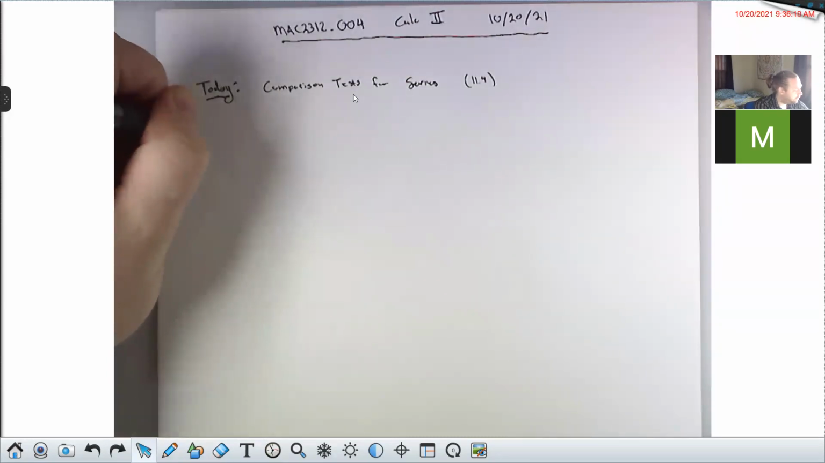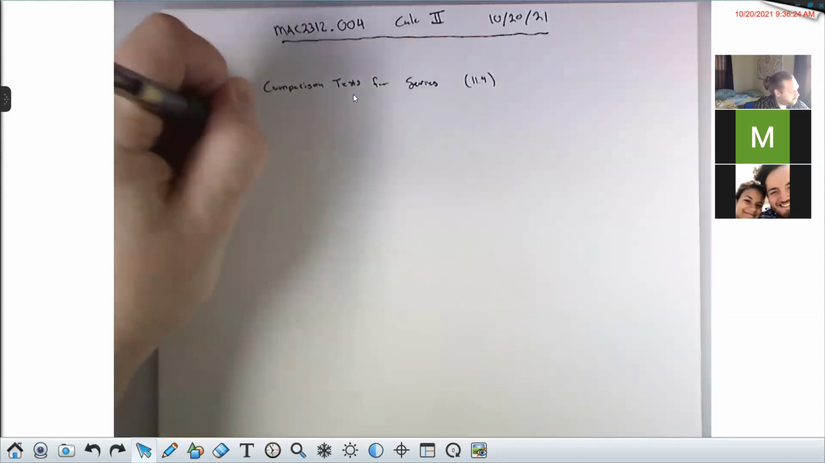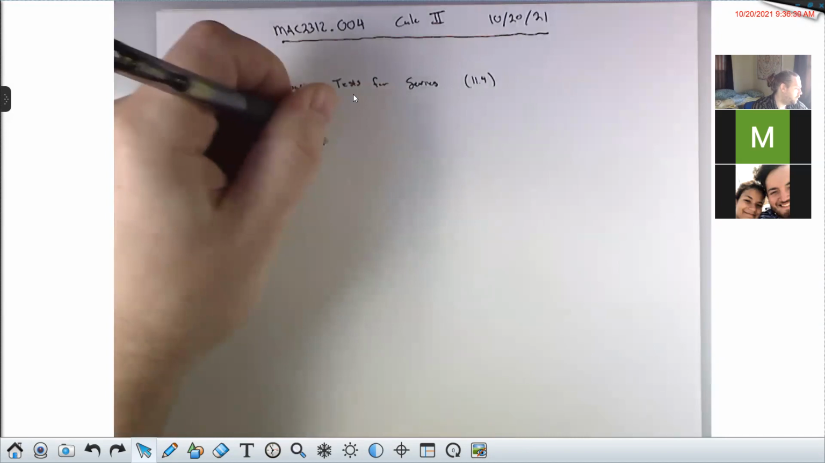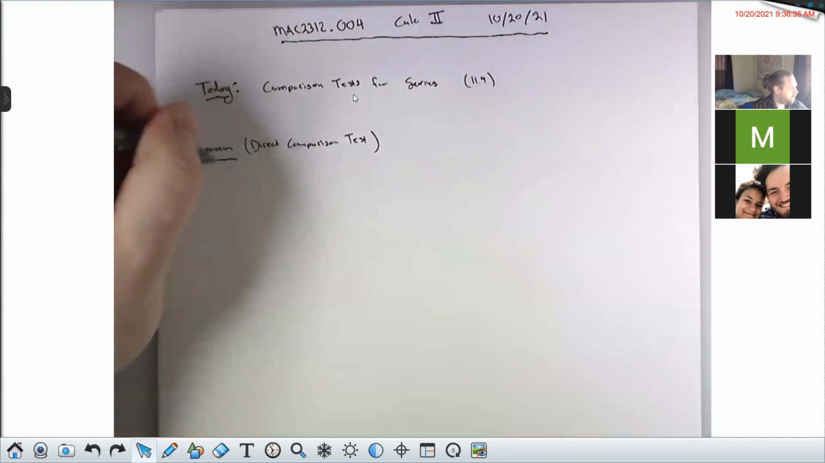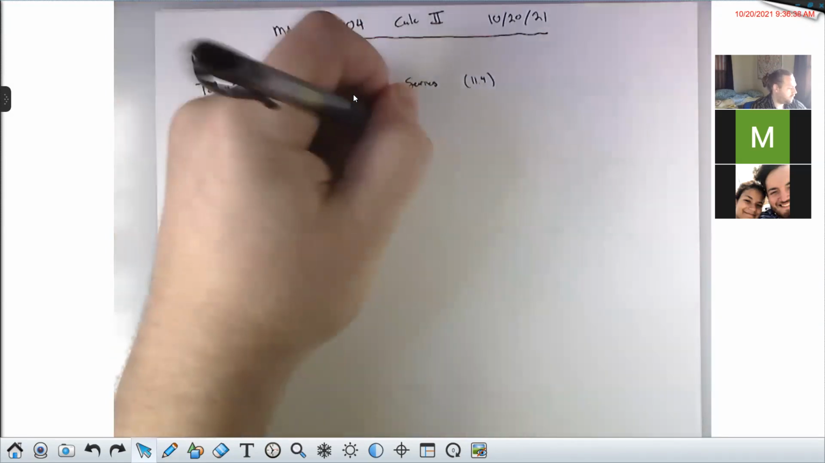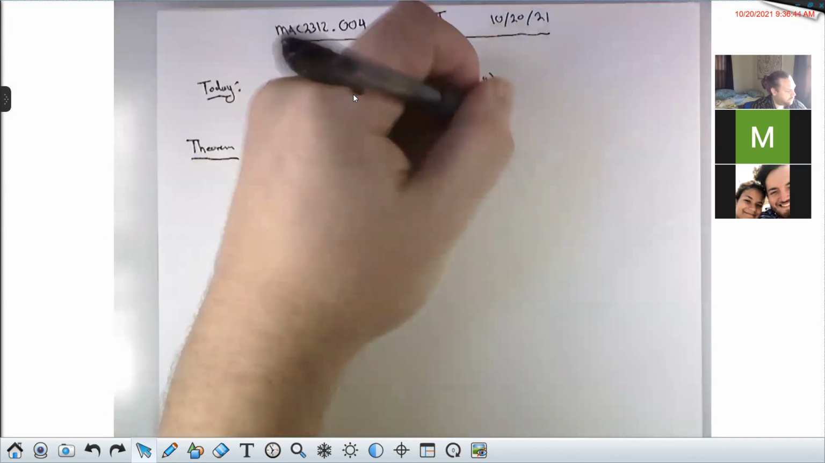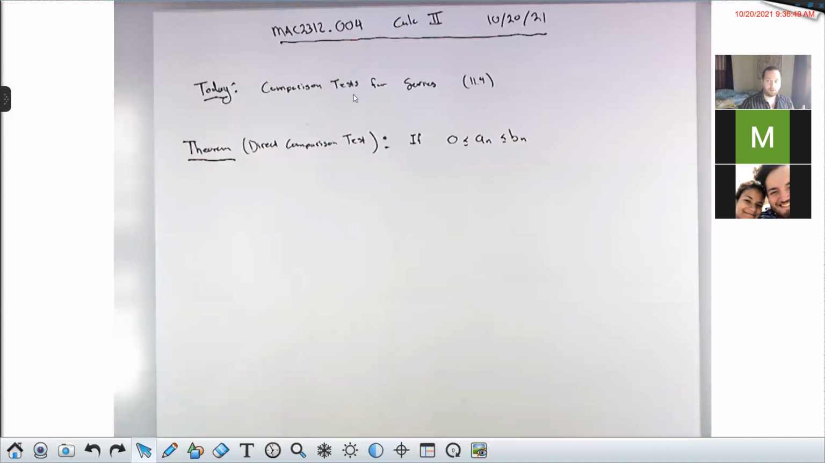Theorem. This theorem is called the direct comparison test. This says if 0 is less than or equal to a_n, is less than or equal to b_n. So I have two sequences, a_n and b_n. They're both positive, meaning all the terms in those sequences are positive. And term for term, the a_n's are smaller than the b_n's.